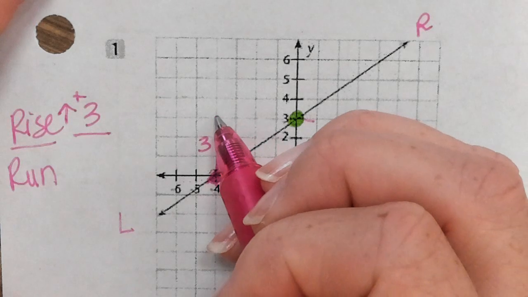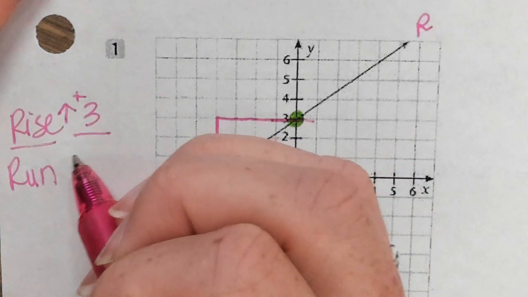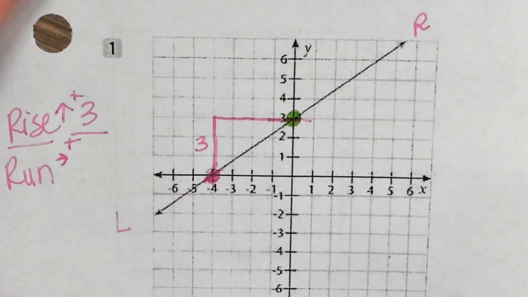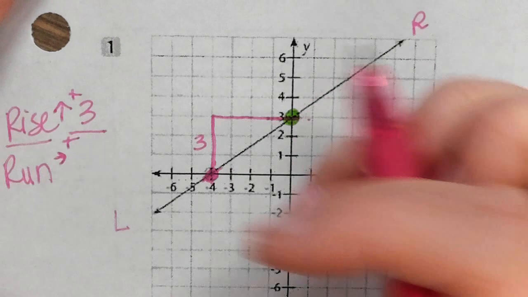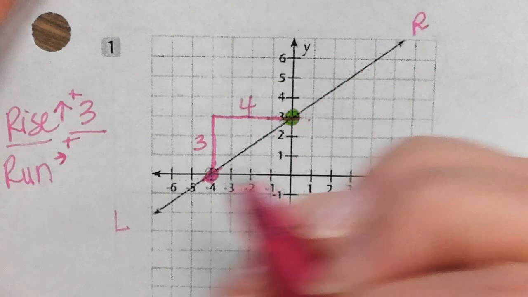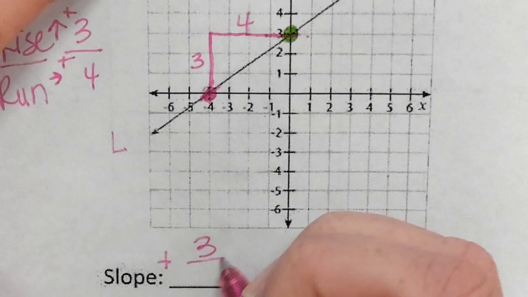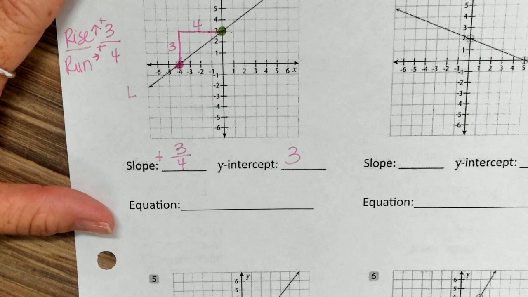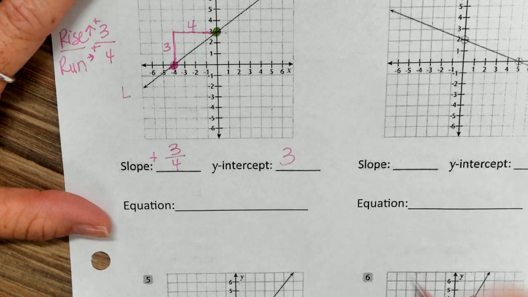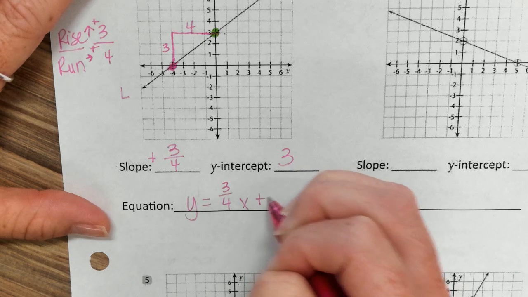Now I'm going to run. Which way am I running? To the right. That's also what? Positive. Okay? How far did I run? I didn't mean to go past it. 1, 2, 3, 4. And it's positive 4. Positive 3 over positive 4, can I simplify that? It's just positive 3/4. Can I now write an equation in y equals mx plus b form? Yes. How would I write it? Y equals 3 over 4 x plus 3.